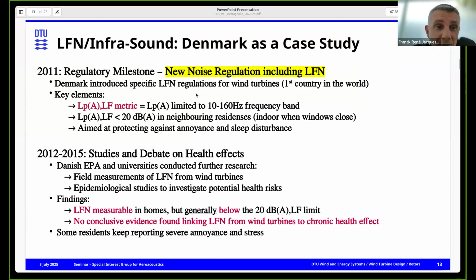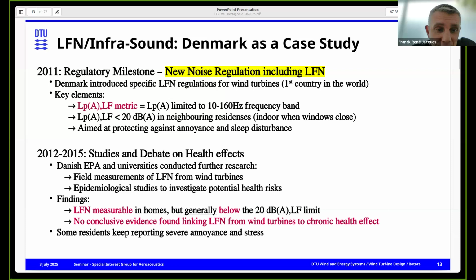Then in 2011, there was a milestone when the government implemented some noise regulation, including low frequency noise. For this, they defined a metric, which is an A-weighted low frequency level, LpA,LF. So it's basically an A-weighted spectrum, but limited from 10 to 160 Hertz. You just take that frequency band and integrate it, and you get a metric for the low frequency noise. And it should be less than 20 dB inside houses.